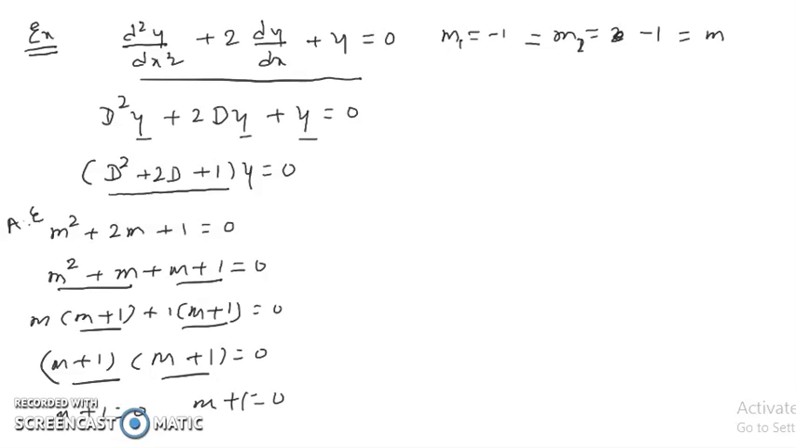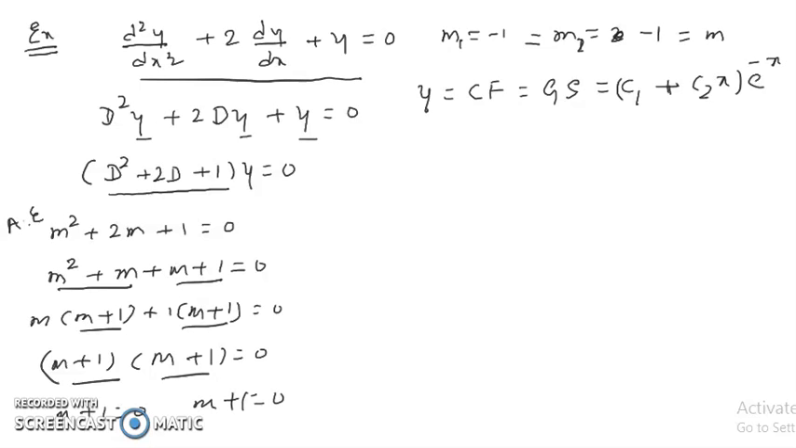So I have to write its general solution. y is equal to CF, the complementary function, or general solution since it is a homogeneous one. From the theory, since it is a second order differential equation, I must introduce two arbitrary constants. So y is equal to C1 plus C2 x, into e to the power minus x. This is the solution for the given differential equation.